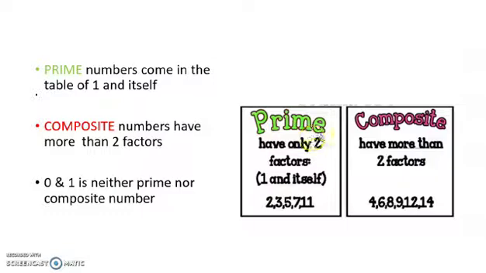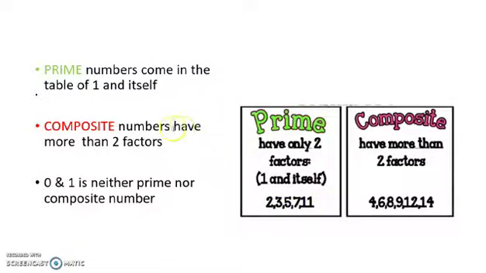These numbers have only two factors. The number 1 and itself. They do not come in the table of any other number. So such numbers that come in the table of 1 and itself only are called prime numbers. That means they have only two factors, 1 and itself. They are called prime numbers and the examples are 2, 3, 5, 7, 11, 13 and so on.